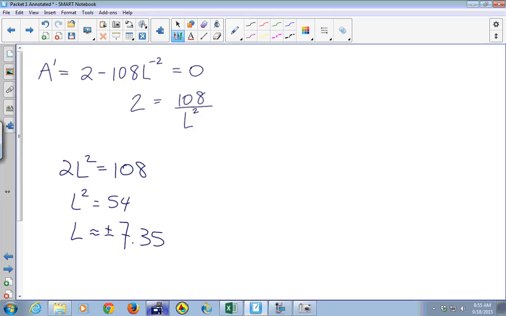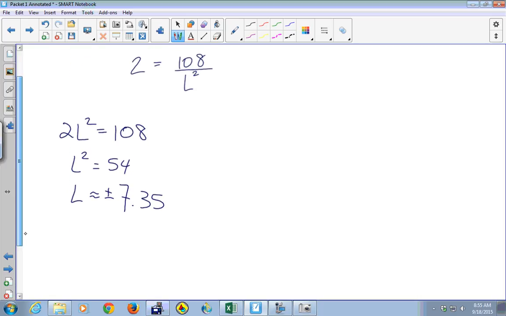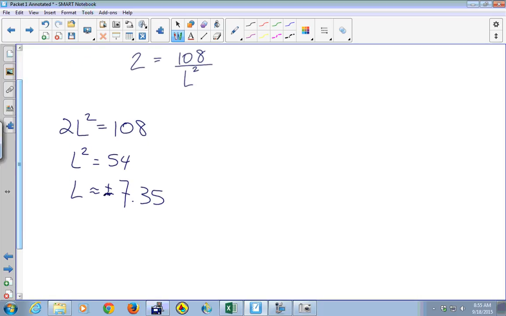All right, which of these can we just get rid of? The negative, because this is representing the length of a piece of paper. It can't be negative, right? So just ignore the negative. Just 7.35. Okay.